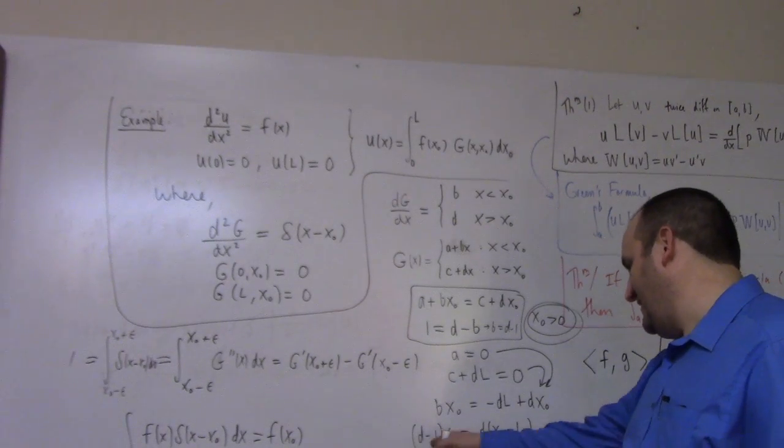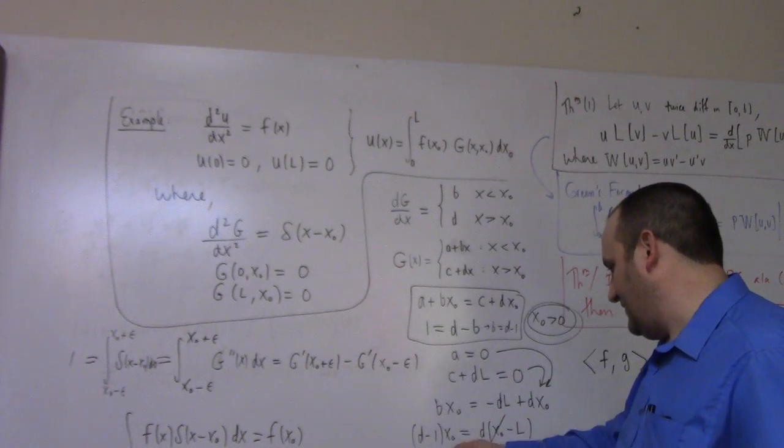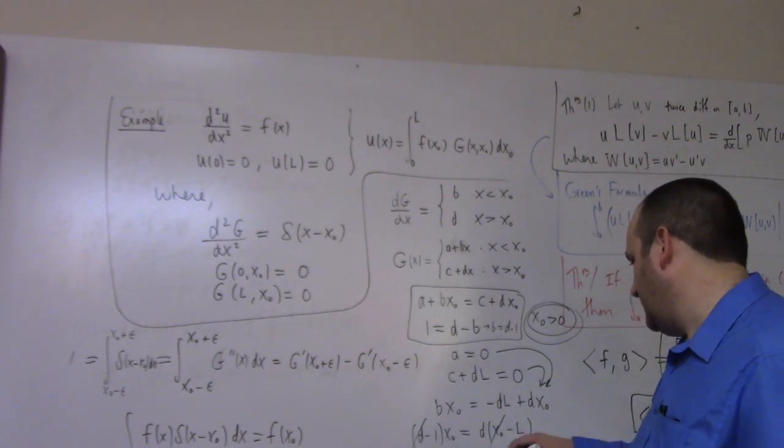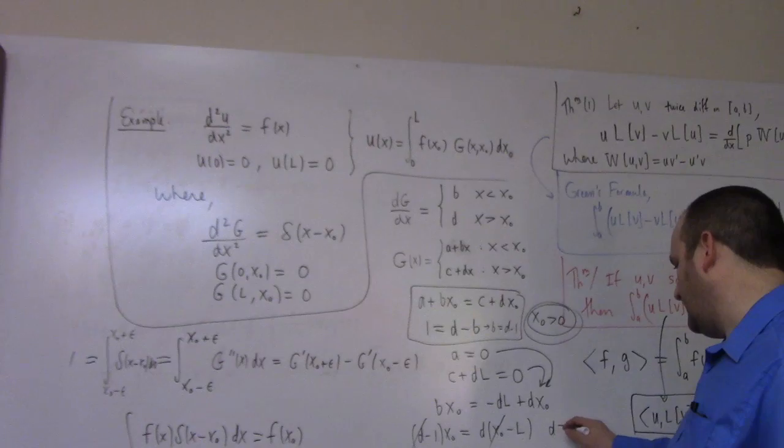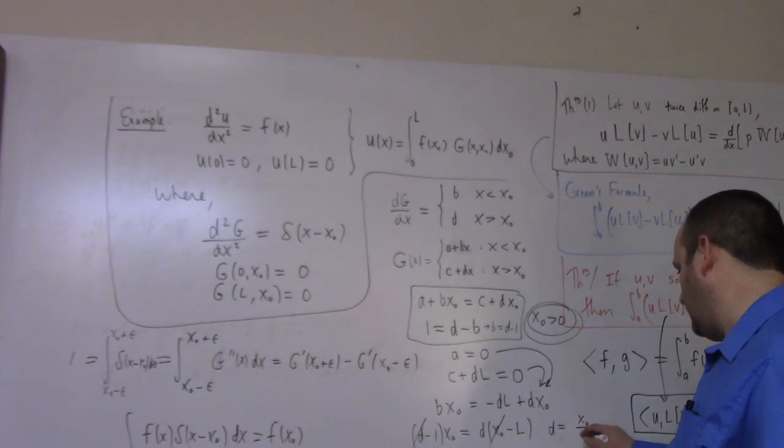So actually these cancel, right? The d x naught, like this x naught and that d cancel. And so we get d is equal to x naught over L. Dost thou agree?